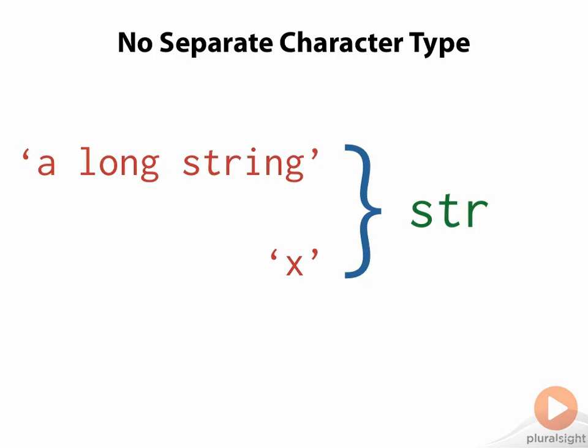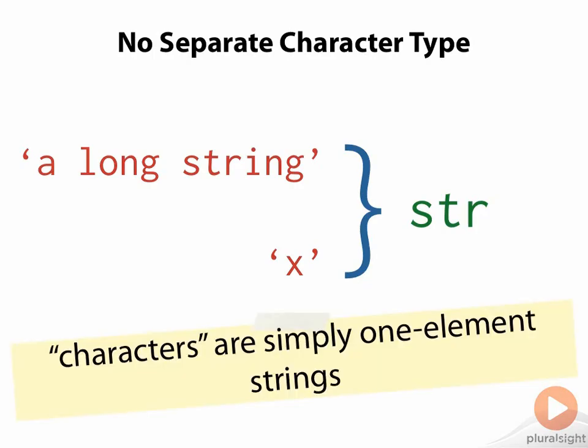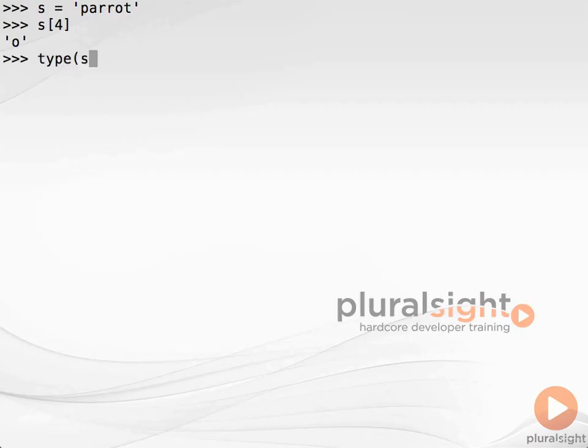Note that in contrast to many other programming languages, there is no separate character type distinct from the string type. The indexing operation we just used returns a full-blown string that contains a single character element, something we can test using Python's built-in type function. There will be more on types and classes later in the course.